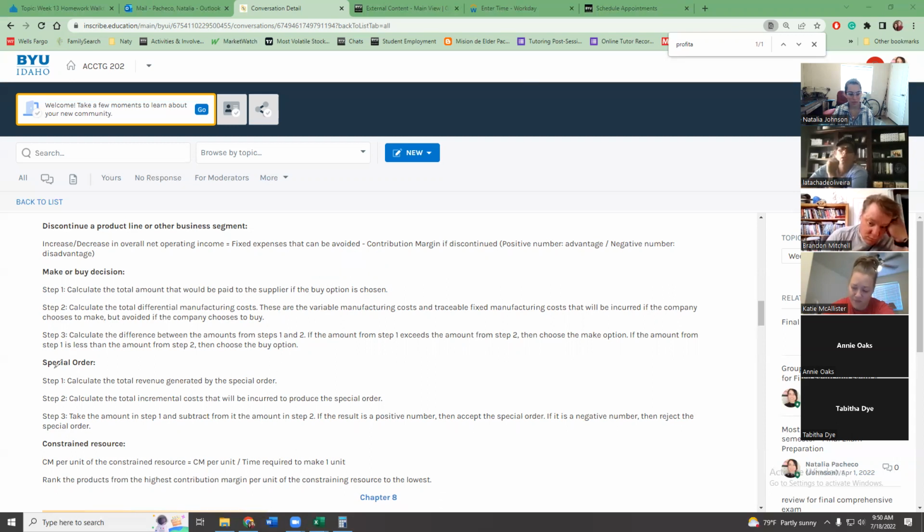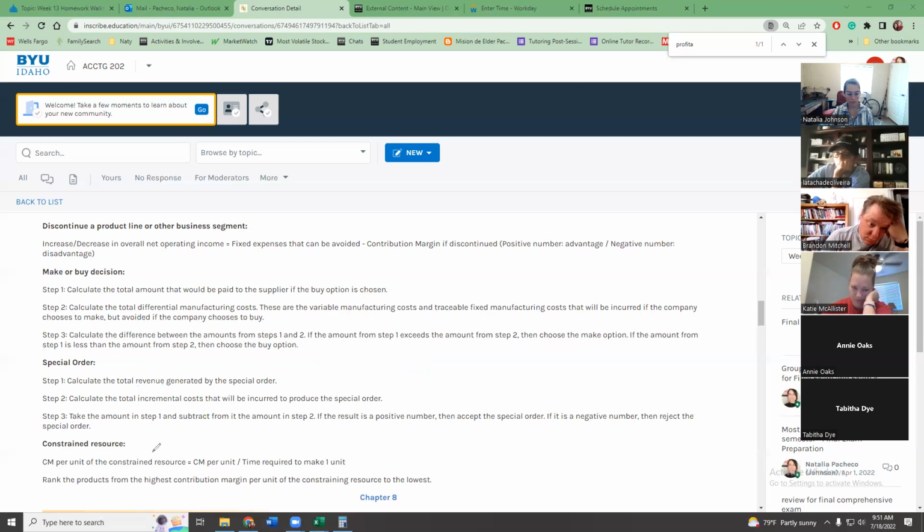And then the special order is pretty similar to the make or buy decision, because you first calculate how much revenue you're going to get with the special order. So if they want to buy a necklace for $15 each and they want an order of 100 necklaces, then you just multiply it to see how much revenue it's going to give you. And then again, you find all the relevant costs to see if it's going to be less than $15 per unit. If it's more, then you shouldn't do the special order. So you subtract step 1 and step 2.